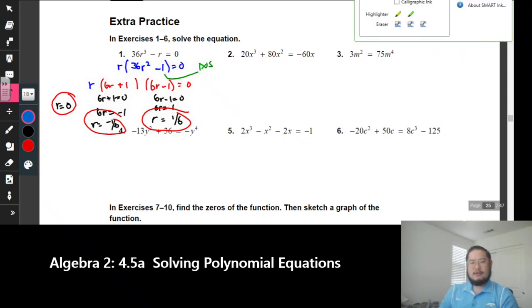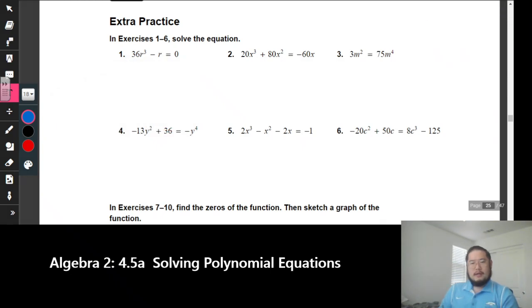Let's take a look at number 2. So right here, one of the things that I just mentioned is let's take our equations, and we should always set it equal to 0. So I want to go ahead and add 60x to both sides. And then there's my function. You guys might need more space, okay? Just so that you can neatly organize your work. Might not have enough right here.